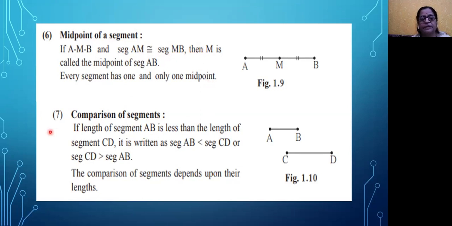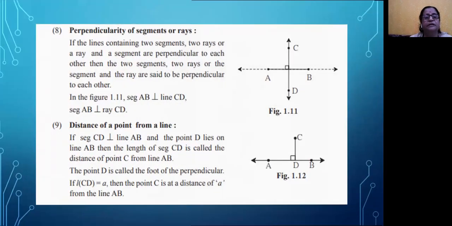Next is comparison. We are comparing these two segments. The upper one is segment AB and below it is segment CD. AB's length is less, and CD has more length than AB. So we can read it as: segment AB is smaller than segment CD, and segment CD is greater than segment AB.